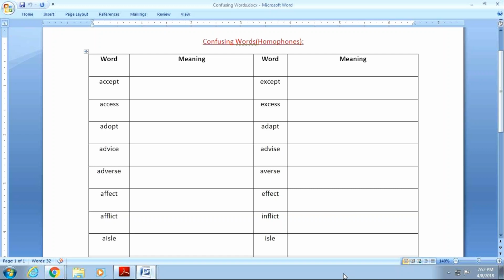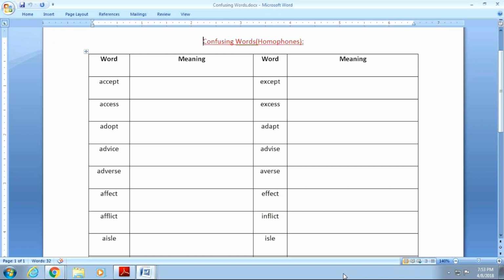And for the noun form, you can make note of one more example. He needs advice, or I need advice from an expert. ADVICE, it's a noun. So whenever you bump into this word ADVICE, you should understand that it's a noun, and ADVISE is a verb.